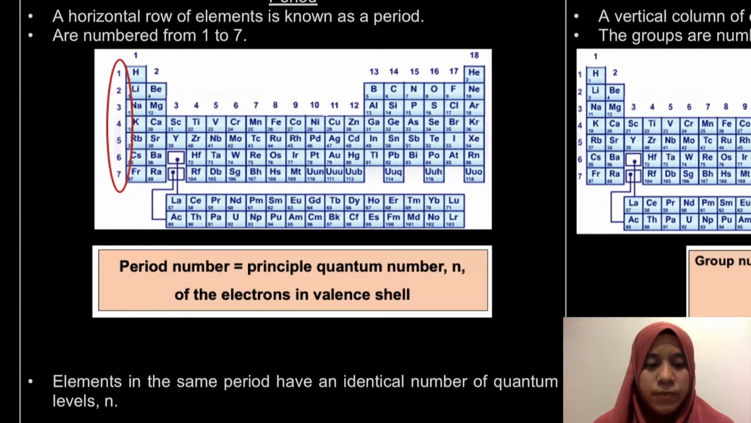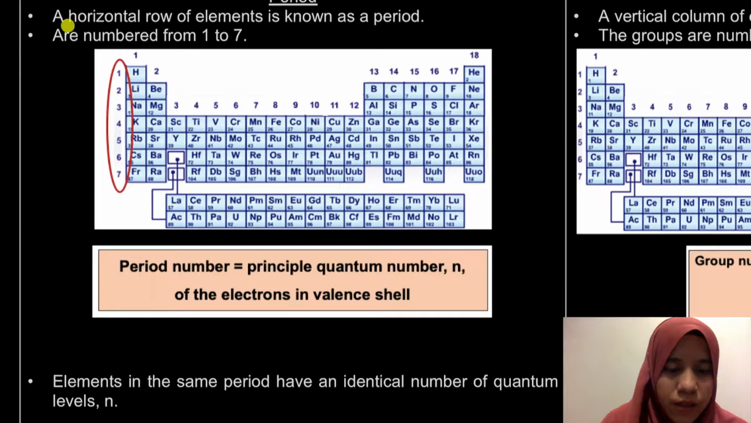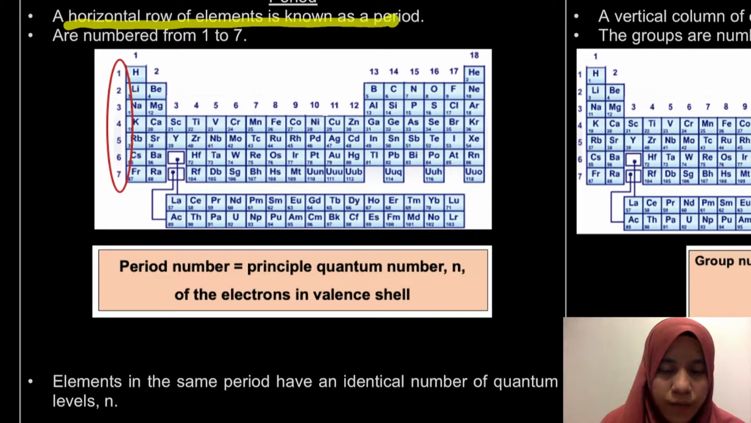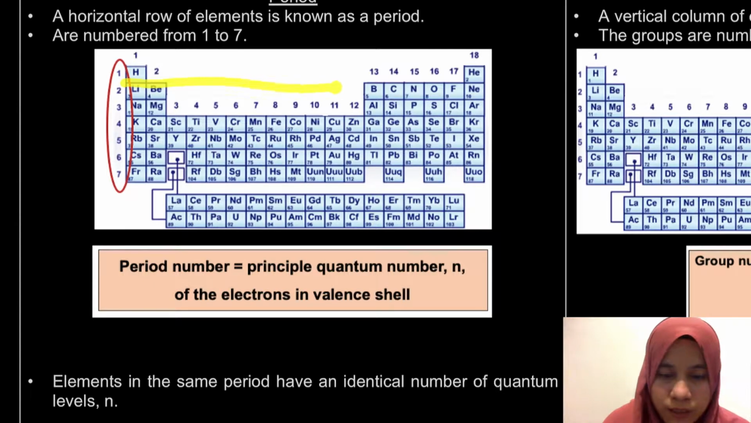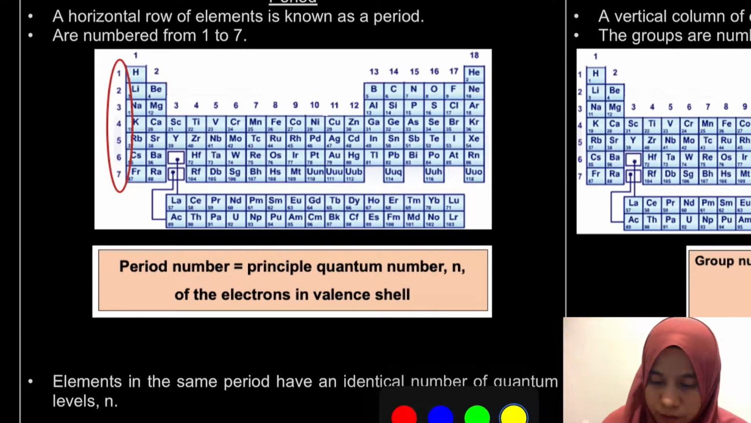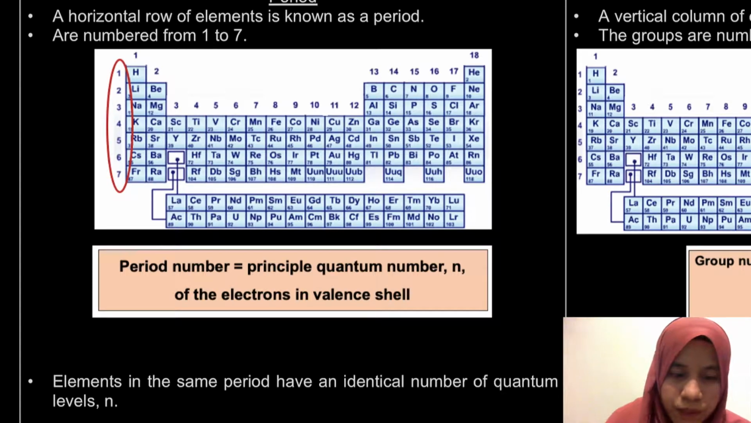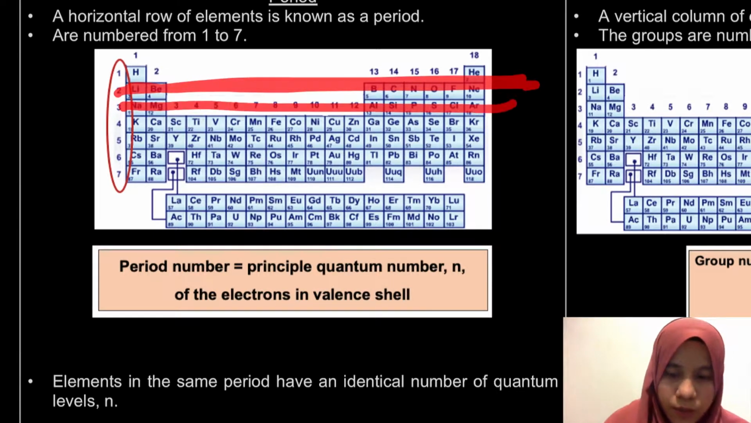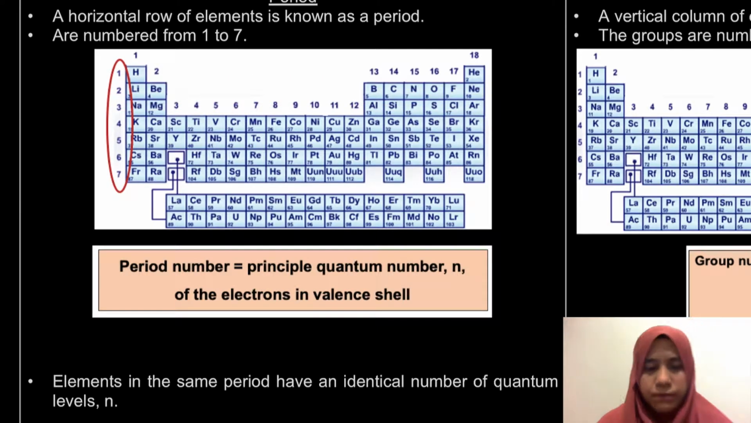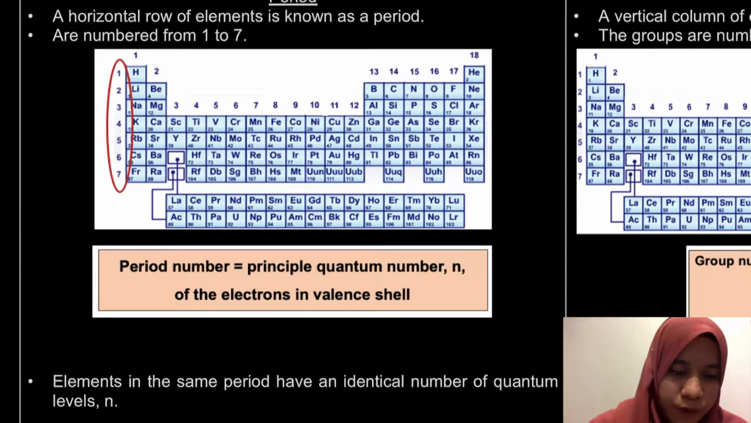Here let's look at the case of period. What is actually a period? A period is a horizontal row of elements. The horizontal is this one, I'm going to use a different color. This is what we call horizontal. We have how many rows here? It's numbered from 1 to 7, so we have period 1 until period 7.